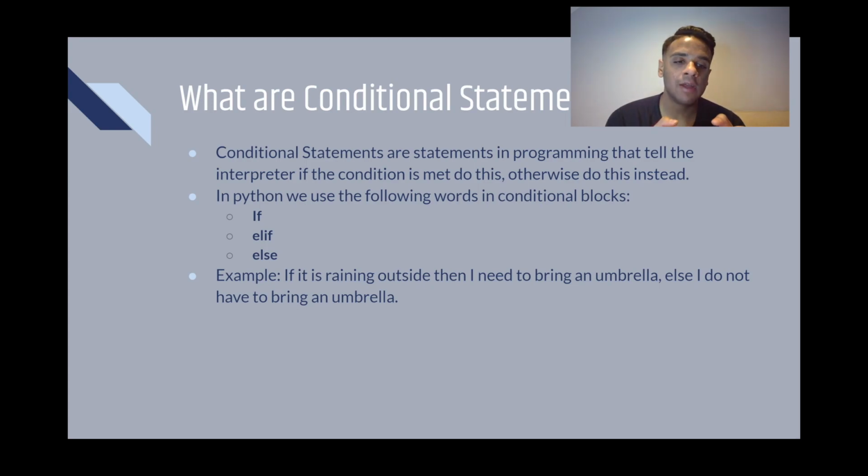But if it's not raining, I do not have to bring an umbrella, right? So if it's sunny or not even raining at all in general, I do not have to bring an umbrella. That is the else statement. So this is where it comes together. If it's raining outside, I must bring an umbrella, otherwise I'll get wet. But if it's not raining outside, then I could go without an umbrella and still go for my walk. So that's a pretty basic example of a conditional statement, and in programming it works just the same way when we put this into the interpreter. So let's go into the next slide.